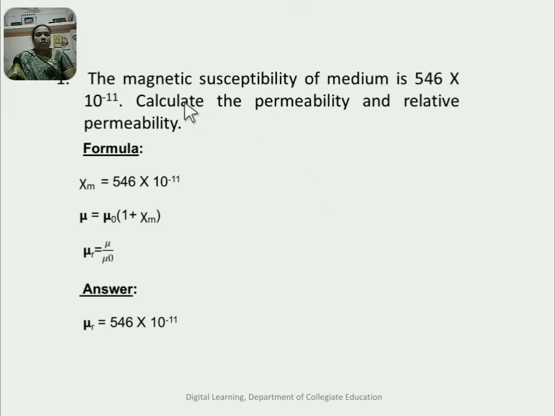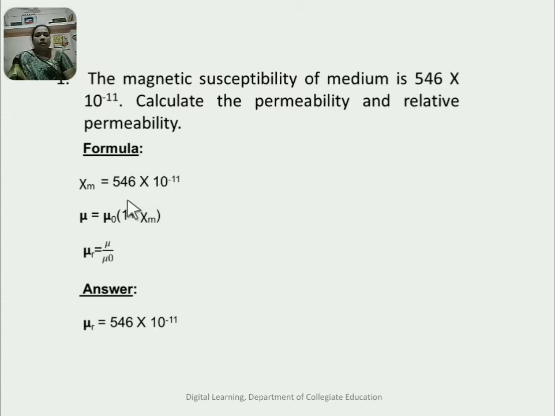Let us take question number 1. The question is: the magnetic susceptibility of a medium is 546 into 10 to the power minus 11. Calculate the permeability and relative permeability. Now this is the question we have. I will write the data for this question. So the given data is: susceptibility of the medium is equal to 546 into 10 to the power minus 11.